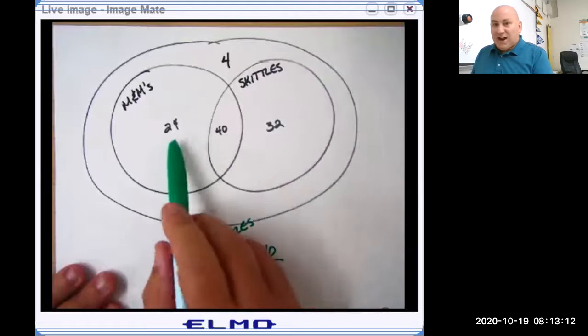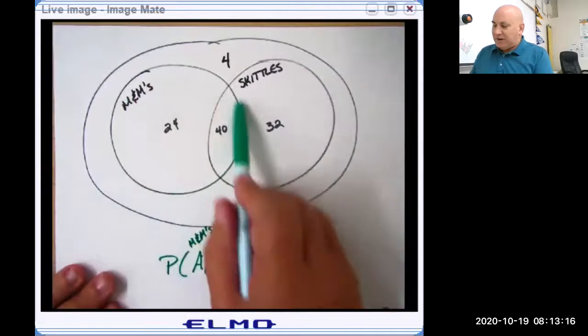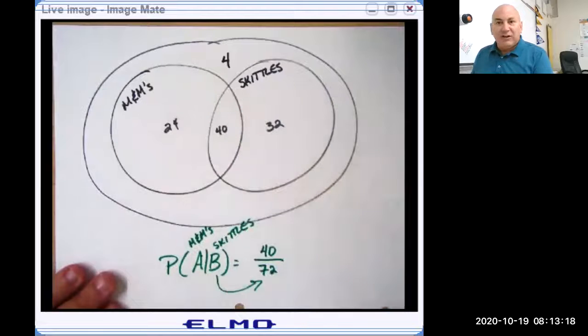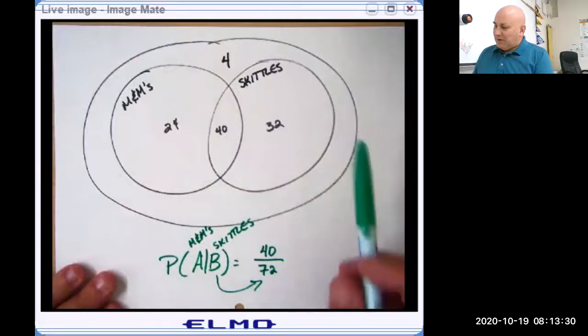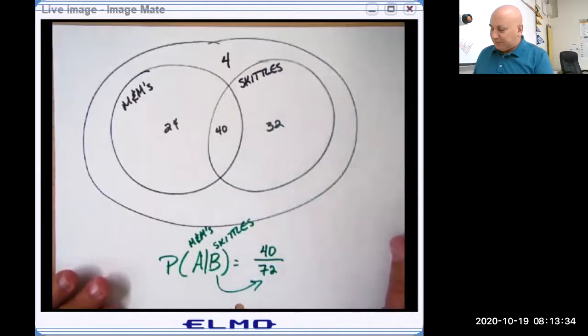The answer is not 24. The answer is 64, because this entire circle is the M&M circle. Now get the next one right. How many of them like Skittles? Had to pronounce it like a British person. All right, so it's not 32, it's 72 people like Skittles.